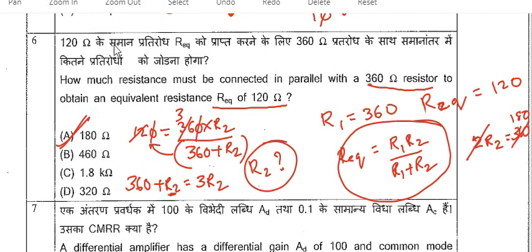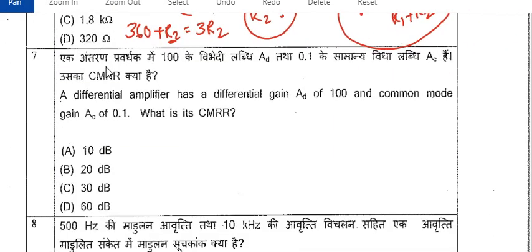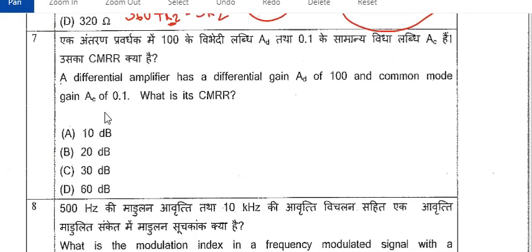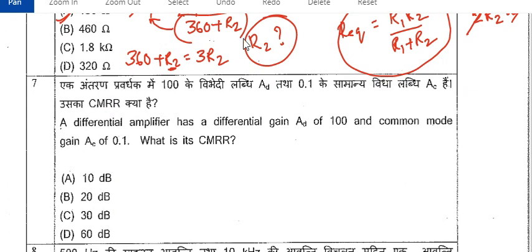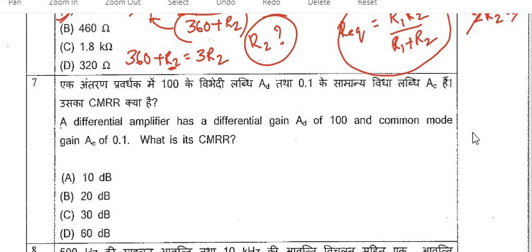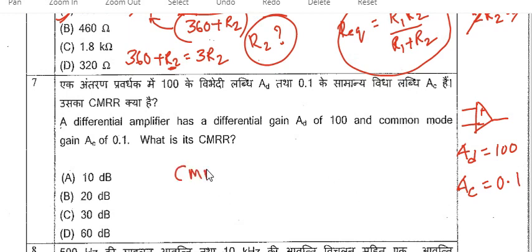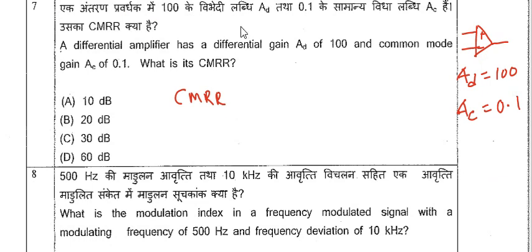Now if we go to another question. So this is the question. What has he given? He has given, for an op amp, a differential gain AD equal to 100, and common mode gain he has given 0.1. Now what we have to find out is CMRR, the common mode rejection ratio.